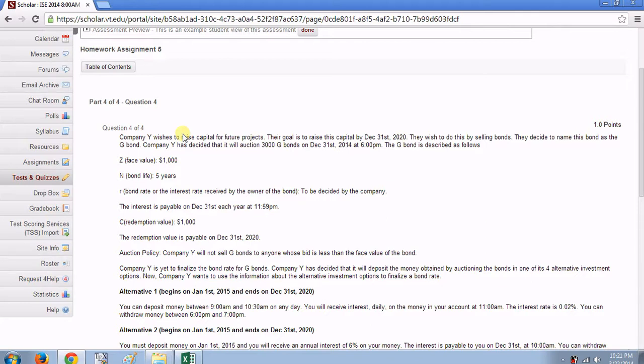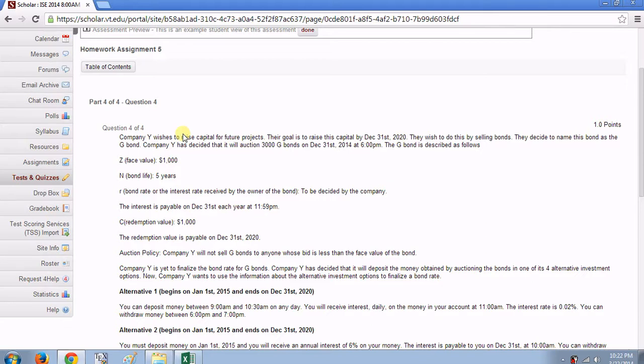Okay, fine. Company Y wishes to raise capital for future projects. Whatever, we don't care. Their goal is to raise this capital by December 31st, 2020, so we have a date. They wish to do this by selling bonds. Okay, we have another piece of information. They decide to name this bond a G bond. I'm very bad with names, so don't ask me why I named it that. I was just thinking about a letter and G just popped into my head. Okay. Company Y has decided that it will auction 3,000 G-bonds on December 31st, 2014 at 6 p.m.